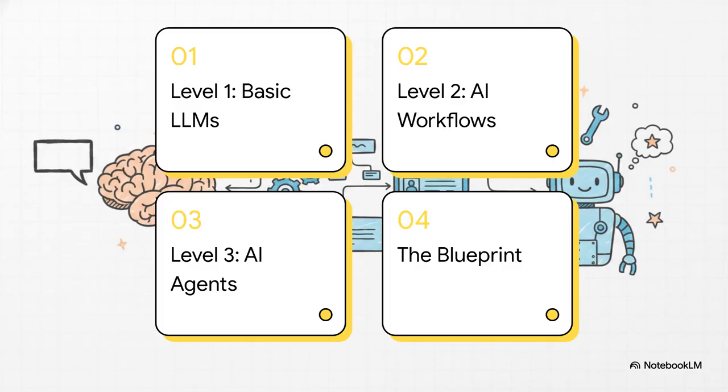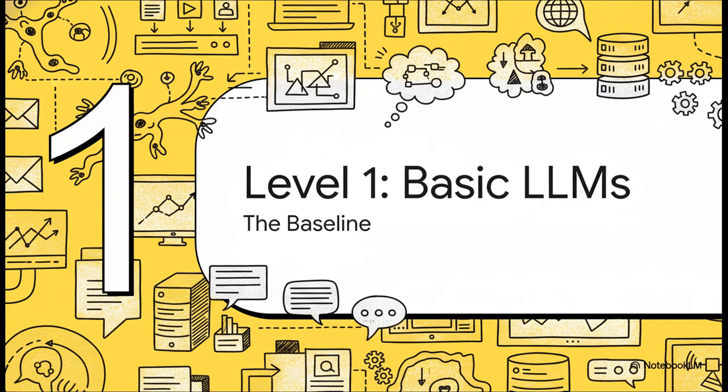Here's our roadmap for this explainer. We're going to start at level 1 with basic large language models. Move right into level 2 with AI workflows. Hit level 3 for true AI agents. And finally, we'll put the whole shebang together into one clear blueprint. All right, let's dive into level 1 and establish our baseline, basic LLMs.